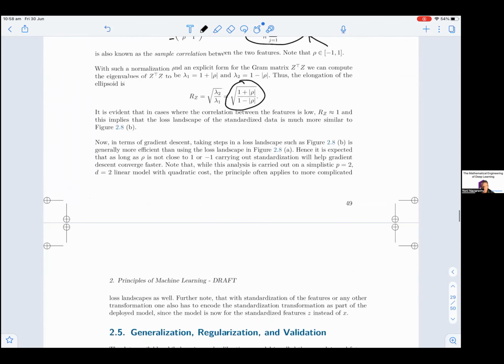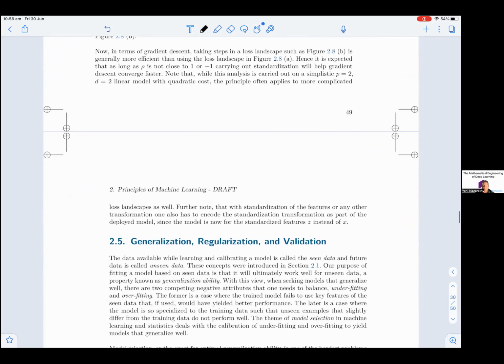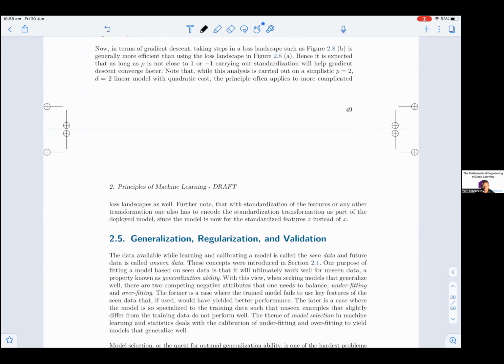Now, in terms of gradient descent, taking steps in a loss function such as figure 2.8b, in the perfectly round case, is generally more efficient than using the loss landscape in figure 2.8a. Hence, it's expected that as long as rho, the correlation coefficient, is not too close to 1 or -1, carrying out standardization will help gradient descent converge faster. Note that while this analysis is carried out for the simplistic p equals 2 linear model with quadratic loss, the principle often applies to more complicated loss landscapes as well.